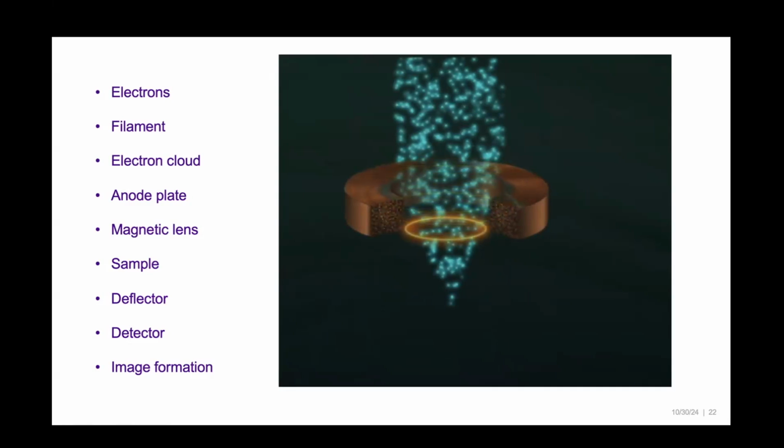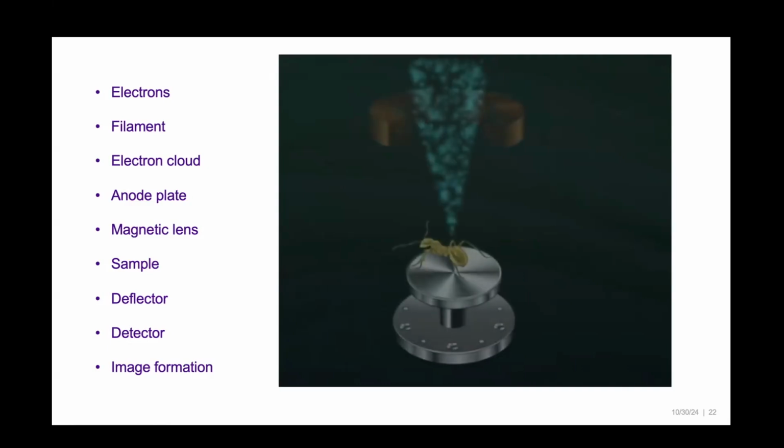Now it's not enough. You need to scan your sample. So that's why we have a deflector. Again, this is an anode deflector that allows you to scan the sample. That's where the name scanning comes from. There is scanning, there is electron, there is microscope. So there is scanning using a beam of electrons. You have your sample here.